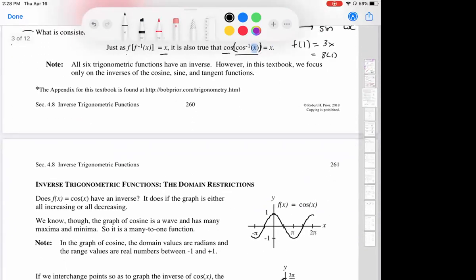Note, all 6 trig functions have an inverse. However, in this textbook, we focus only on the inverses of sine, cosine, and tangent functions.